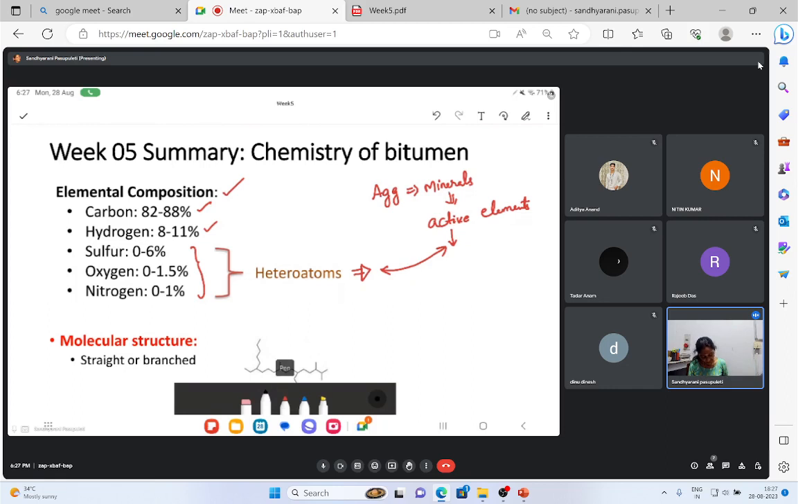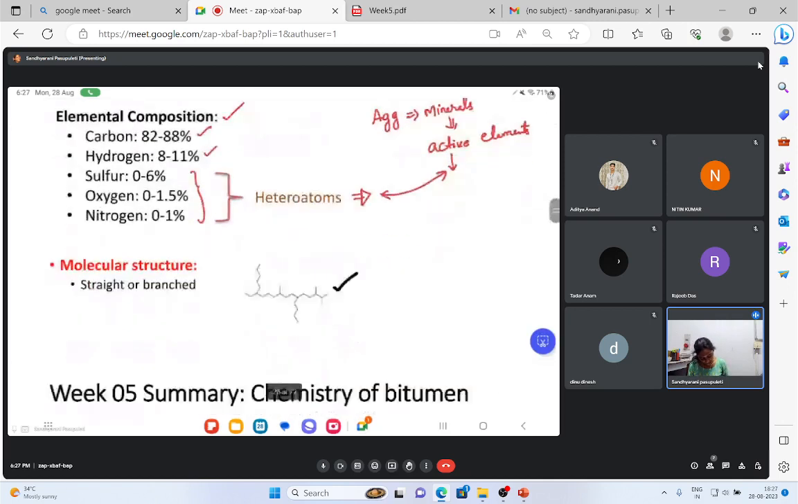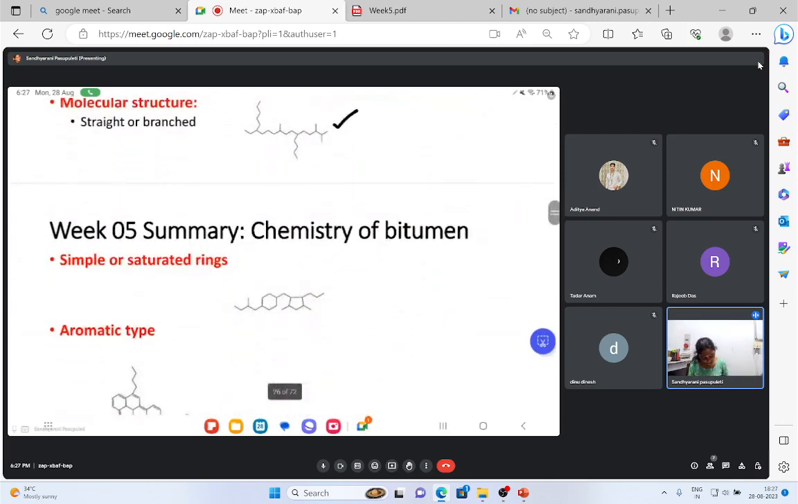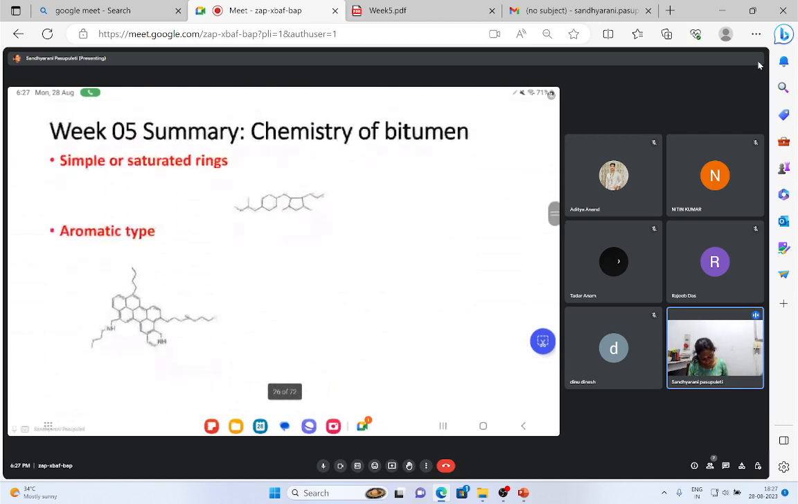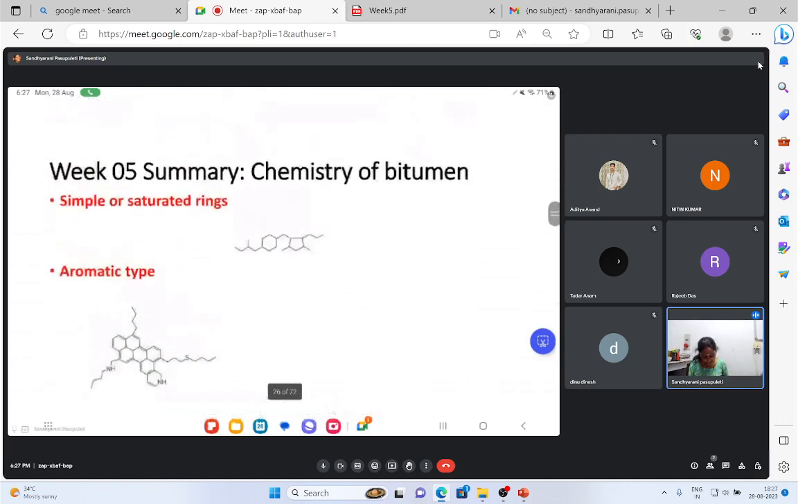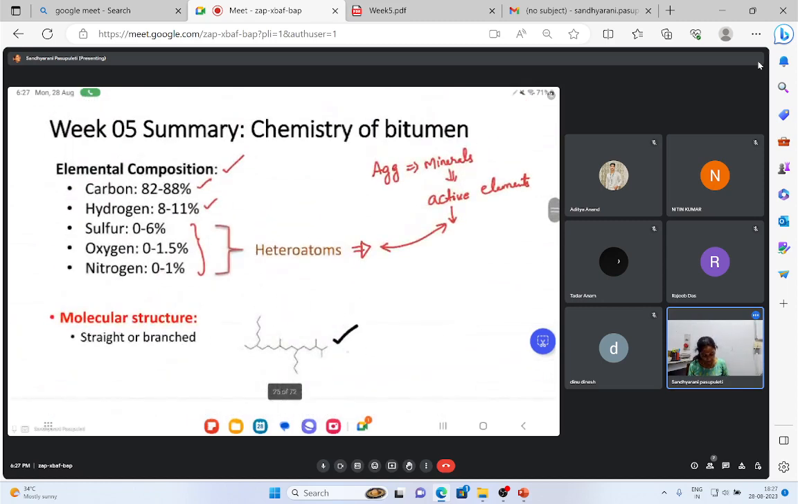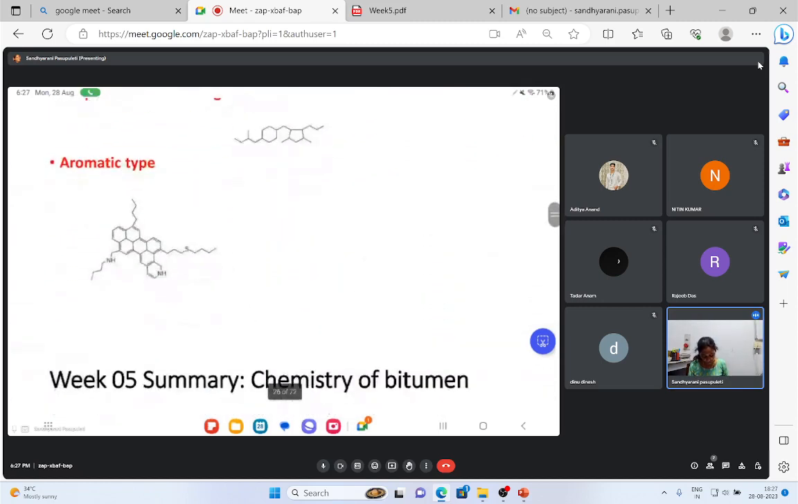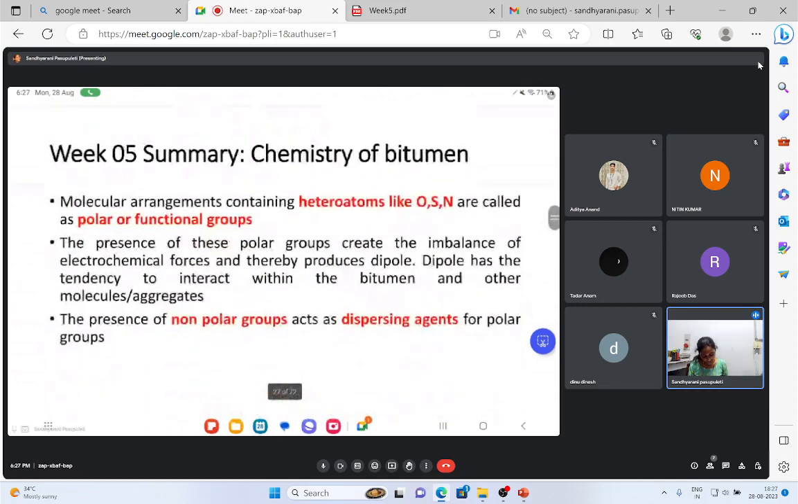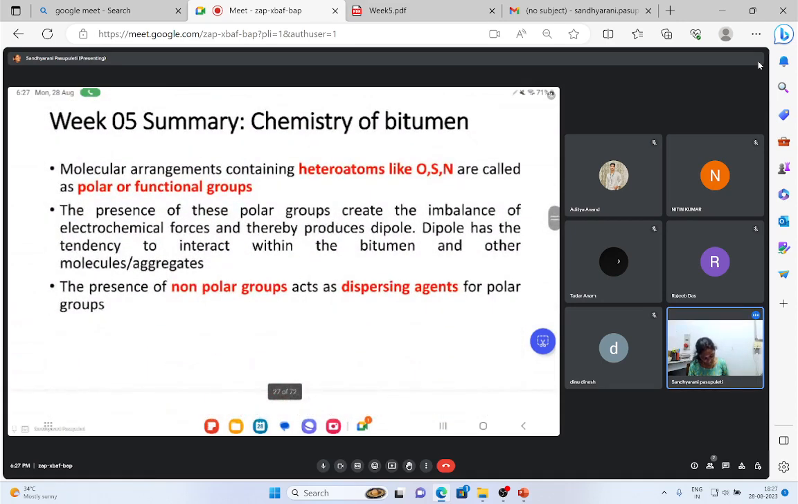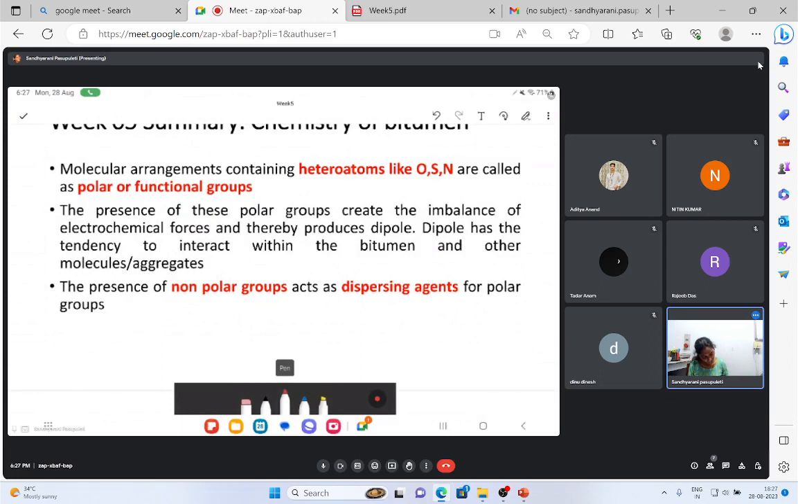These elements can form a straight or branched molecular structure. Otherwise they can be in saturated rings, or they can be of aromatic types. These are the three possible types of molecular structures using these elements. There can be multiple, but these are predominant. If you look at the heteroatoms, let us say oxygen, sulfur and nitrogen, these are the polar functional groups.